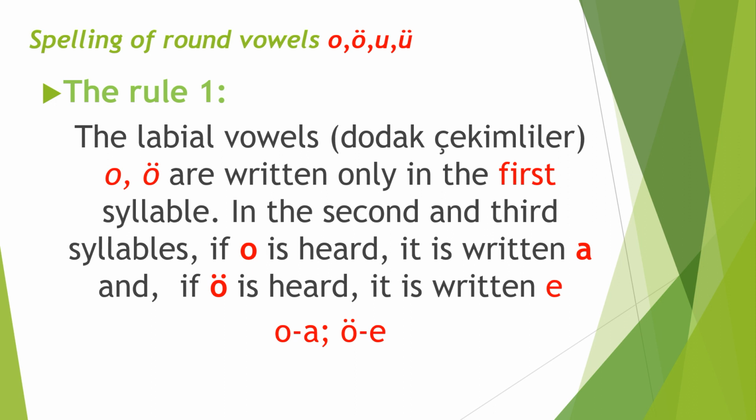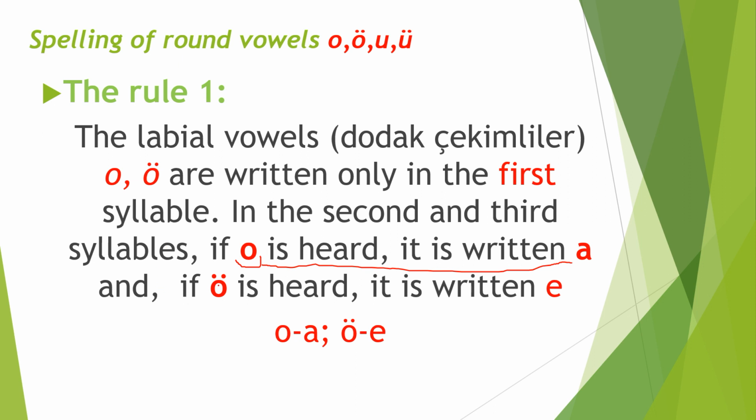So, rule number 1. The labial vowels, or dodok çekimliler, let's say round vowels, O and Ö, are written only in the first syllable. I told you we can write O and Ö only in the first syllable. In the second and third syllables, if O is heard, it is written A. Again, O is yoğun, A is yoğun. If O is heard, it is written A. If Ö is heard, it is written E. So O, A, Ö, E.